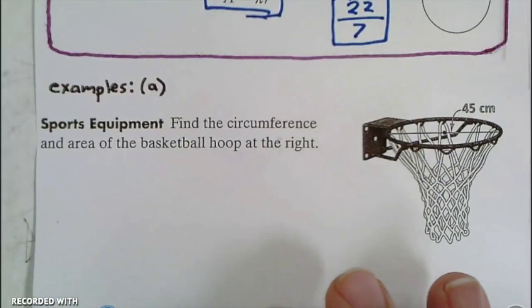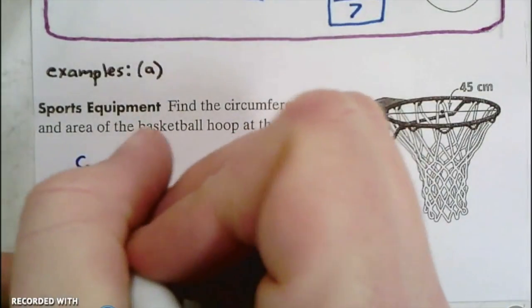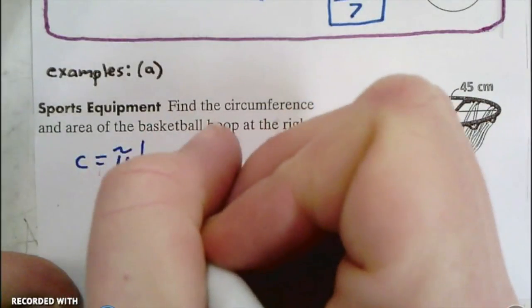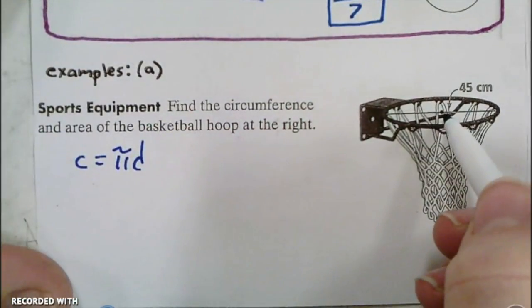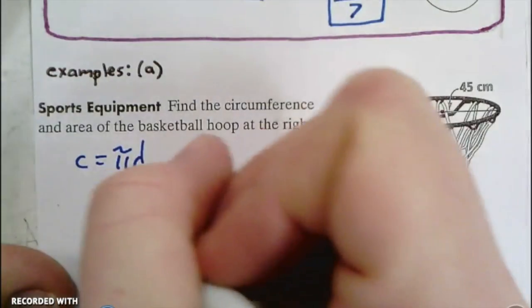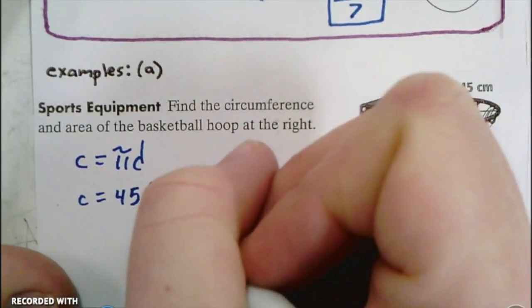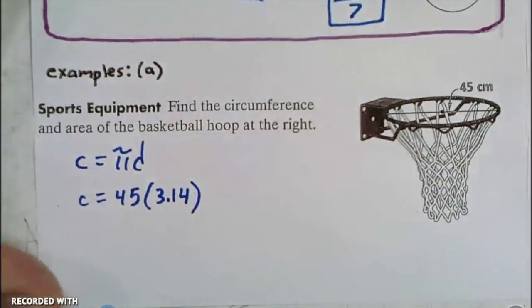All right, here's our examples. So find the circumference and the area of the basketball hoop at the right. So the circumference equals pied. The diameter of this is 45 centimeters. So circumference equals 45 times 3.14 or times pi.